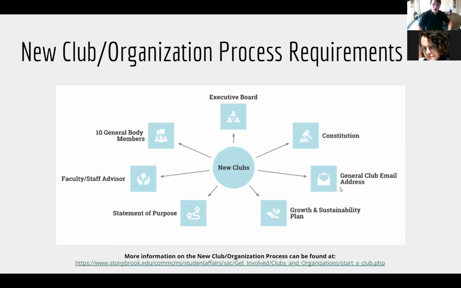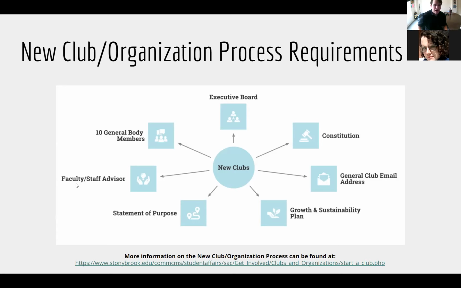You need a general club email address. Make sure you're always checking that club email address. That is where we will send most of our communications to. And also, if your email address has to change, let us know so that we can change it in our systems and that we're not emailing the wrong email address. The growth and sustainability plan and the statement of purpose is what you had to do in step 1. That should already be completed. The statement of purpose should be the same statement that is in your constitution.